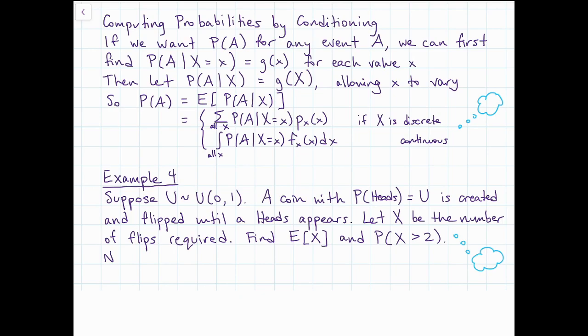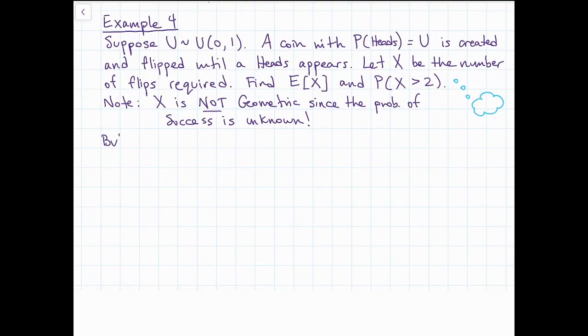What distributions are going on here? We definitely have a uniform 0-1, and we're doing something with the same probability until we get a single success. But note, X here, even though it sounds like it, is not geometric because the parameter, the probability of success, is unknown. It's this uniform random variable. But if we knew what it was, if we were able to condition on the value of that probability, then we would have a geometric. So essentially, the conditional random variable, X given U equals little u, is a geometric with parameter equal to u. So X on its own is not geometric, but once we know U, it is.